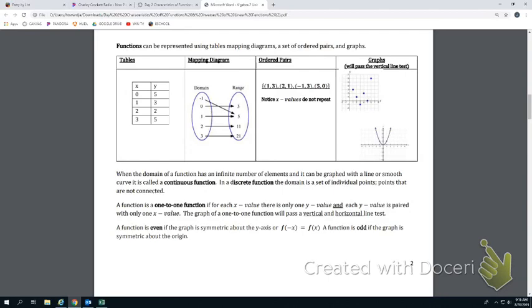Now, as you can see, let's start with the table here. Every x value only has one y value. So this would be considered a function. What would make this not a function is if there was another point down here and you had a repeating x value with a different y value. That would make it not a function.